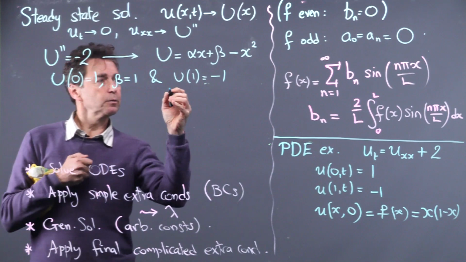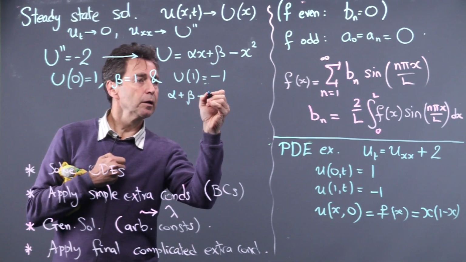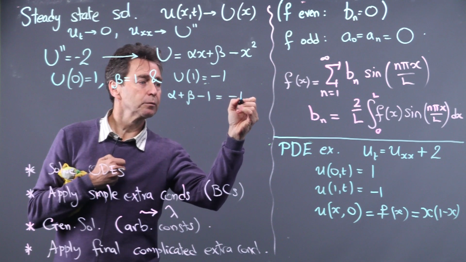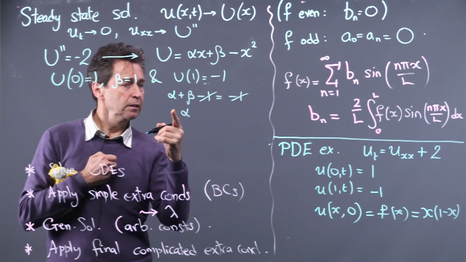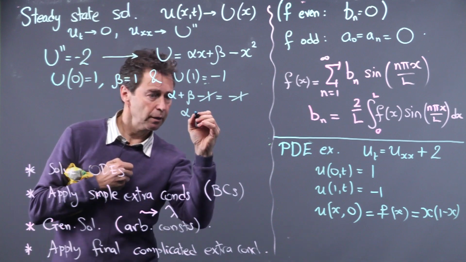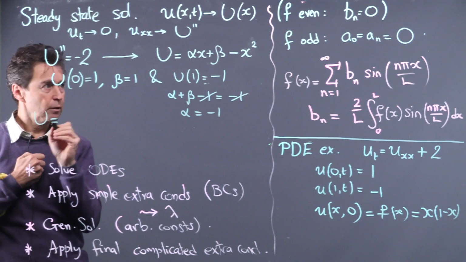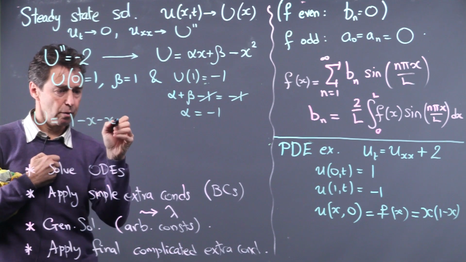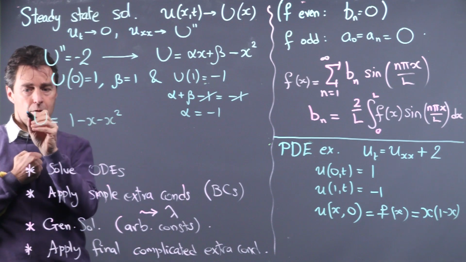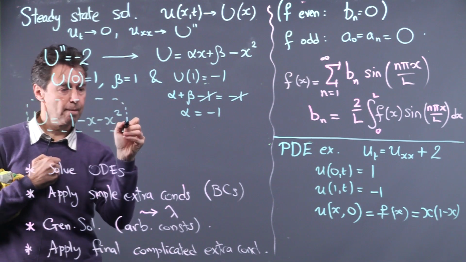So this one tells me that alpha plus beta minus 1 is equal to minus 1. So alpha, since that cancels that, is minus beta. Beta is 1, so alpha is minus 1. So I find that U is equal to 1 minus x plus x squared... that's the steady state solution.